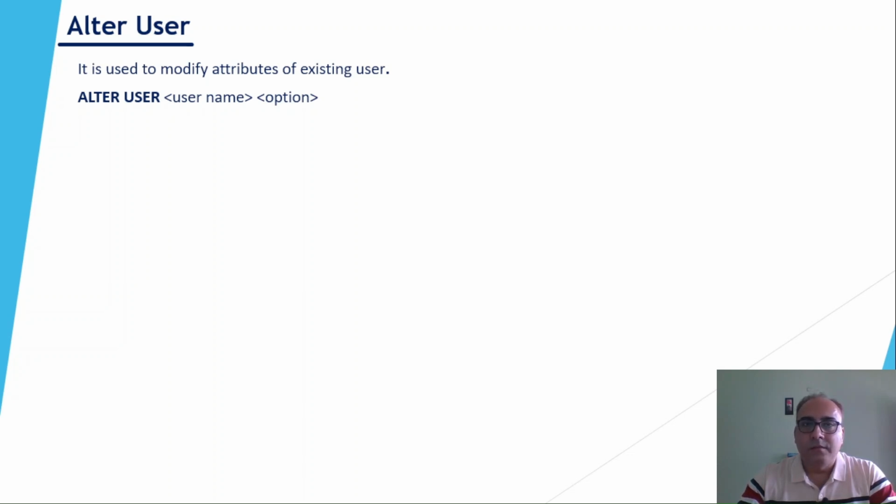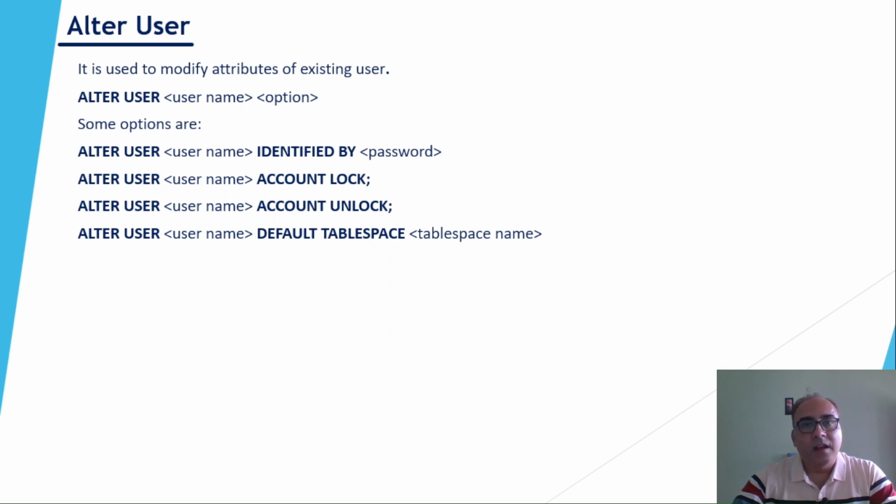Now let's see how we can alter a user account. The syntax is alter user username, and then an option. Some options are: alter user username identified by password, which we can use to reset the password. Then we have alter user username account lock, which locks a particular account, and similarly we can unlock it if we replace lock with unlock. Another option is alter user username default tablespace name, so we can assign a default tablespace to a particular user.